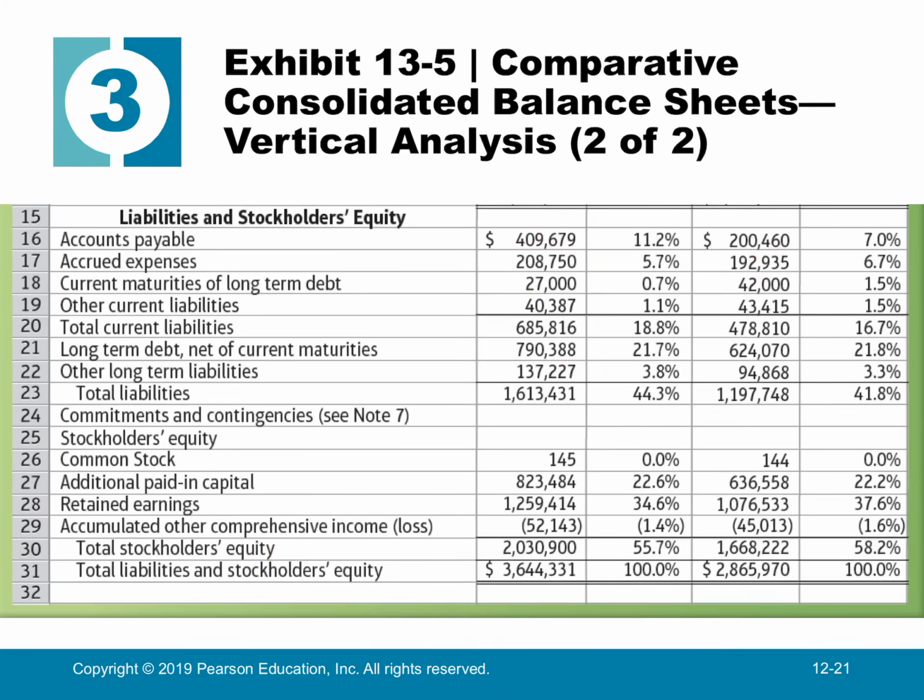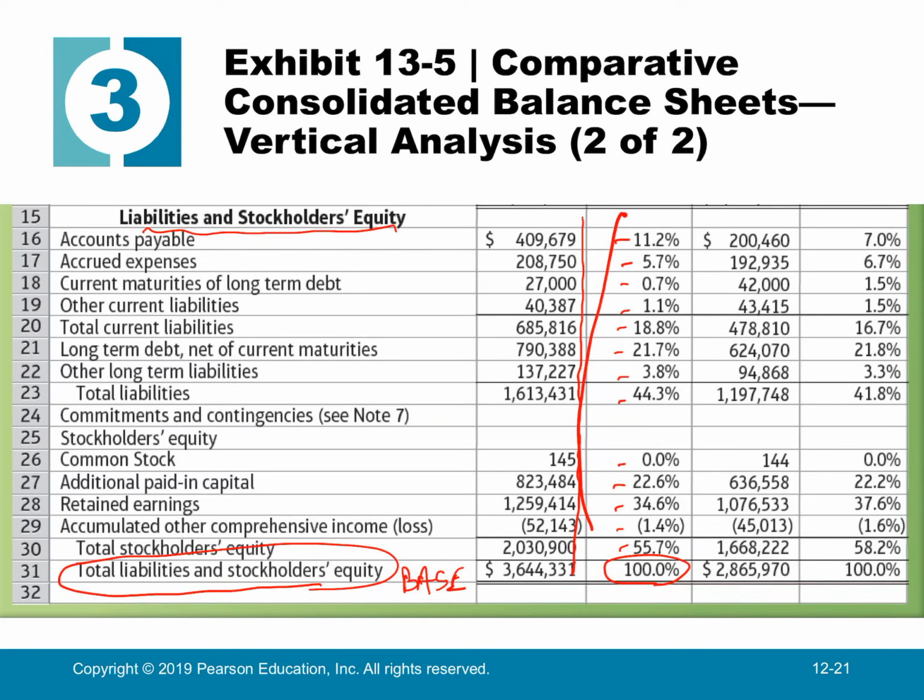When I go to the bottom section of the balance sheet for the liabilities and stockholders' equity, my base amount is here. So this is my base, and everything is a percentage of that base. So that's a vertical analysis. It's basically converting all these line items into percentages.